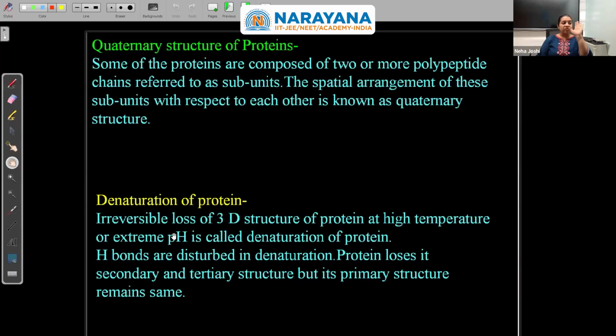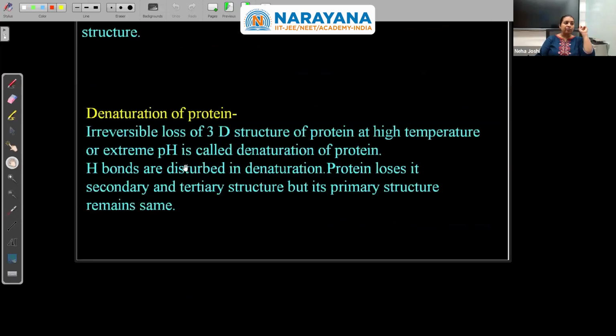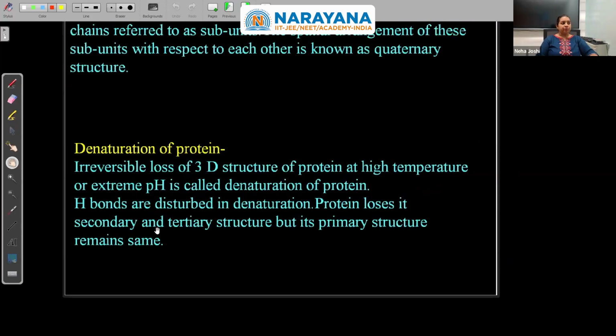Denaturation of protein: irreversible loss of three-dimensional structure of protein at high temperature or extreme pH is called denaturation of protein. And in denaturation, we never lose the primary structure. We simply lose the secondary and the tertiary structure. But the primary structure, that is the sequence of amino acids, remains the same.